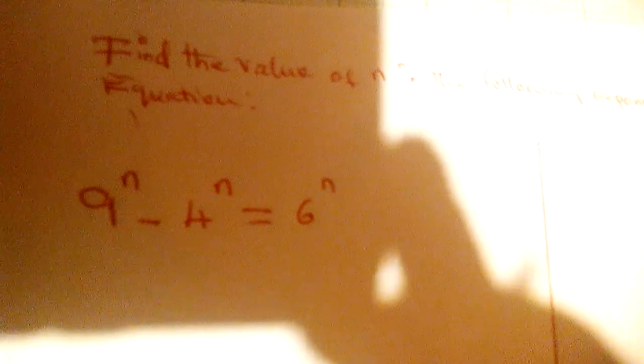I want to see how we get to find the value of n in this particular exponential equation. The question reads 9 to the n power minus 4 to the n power equals 6 to the n power. Find the value of n. Let's get to the solving.